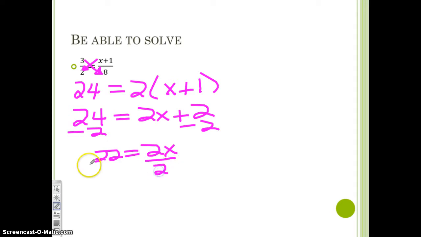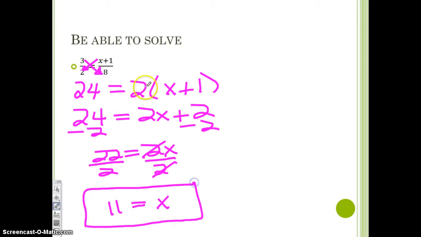Divide both sides by 2 to isolate x. 2 divided by 2 gives us x. 22 divided by 2 gives us 11. You can substitute it back in to check your work if you would like. If what I did quickly here is confusing to you, please come by live help and we can go through it slower and I can explain the steps.